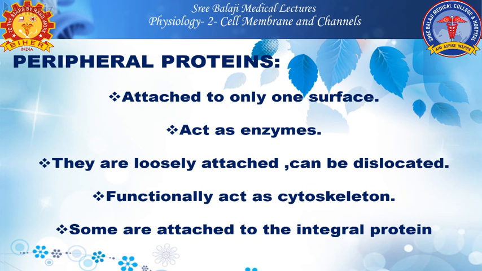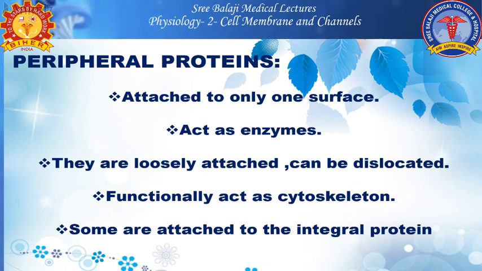So till now we have seen about the integral proteins, nothing but the transmembrane proteins. Now we will be seeing about the peripheral proteins. These peripheral proteins are very weak, loosely attached to the cell membrane. Unlike integral proteins, they are not very strong. Integral proteins are very strong in nature. Only when the cell gets disrupted will the integral proteins undergo denaturation.